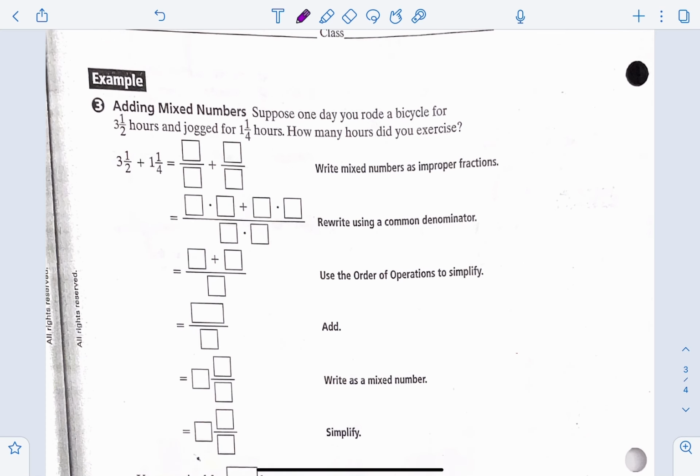So on the back, we're going to be using mixed numbers. So it's important to remember how to change between mixed numbers and fractions, okay, because you'll want to use fractions when you're doing your work.